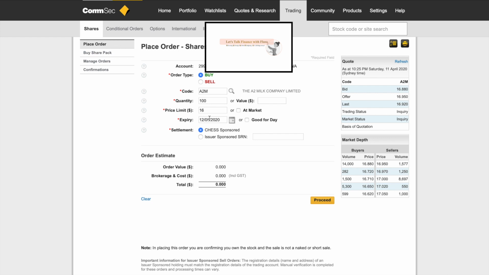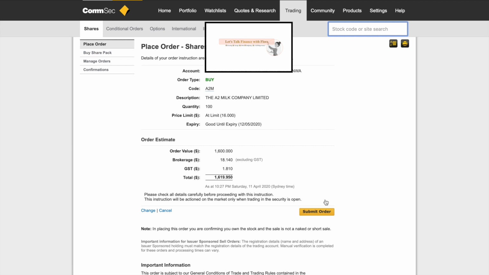It just expires. Chase sponsored just means that this stock is with a broker, so it's always Chase sponsored if you're with a broker. So you go and proceed. That's pretty much it, guys. You specify the code, the quantity and the price, and then proceed.